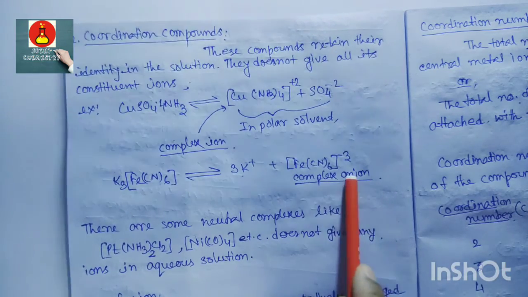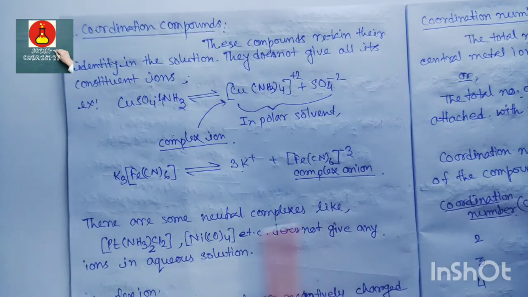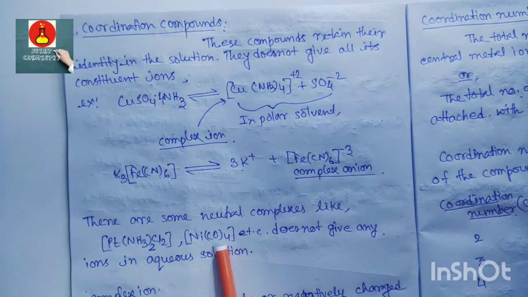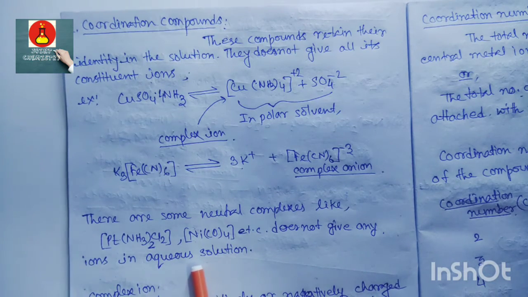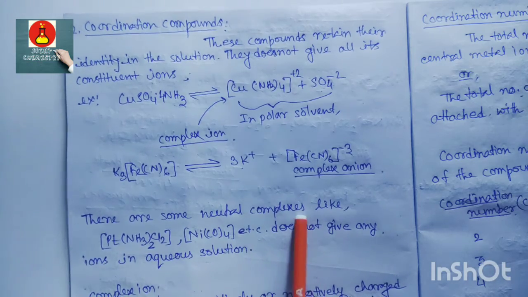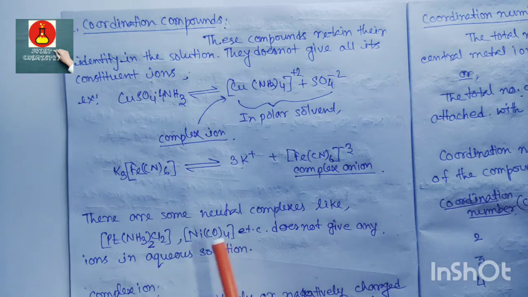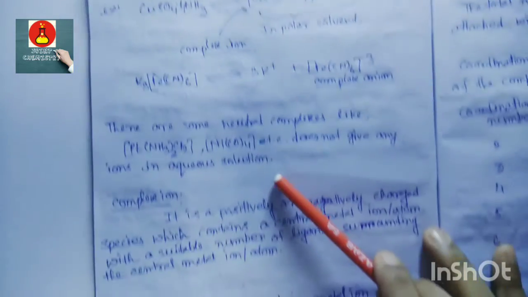Now there are some neutral complexes, like platinum (NH3)2Cl2, nickel carbonyl, etc. It is tetracarbonyl nickel. The CO, known as carbonyl, does not give any ions in aqueous solution because they are neutral complexes. As they are neutral complexes, they do not dissociate in any polar solvent.